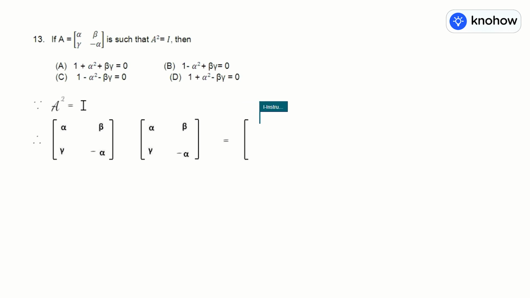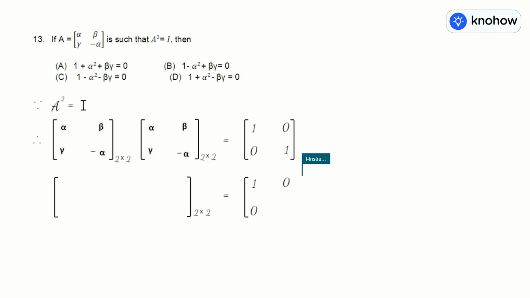Identity matrix of second order, 1, 0, 0, 1. So multiply the two, you get, and how do you multiply? Both the matrices are square matrices of order 2 by 2, so the resultant matrix will also be of the order 2 by 2, and of course on the right hand side we have the unit matrix.